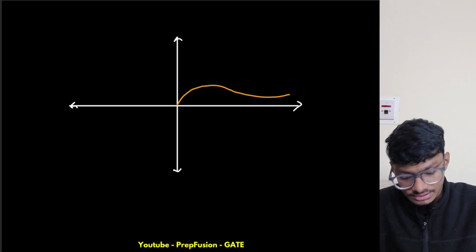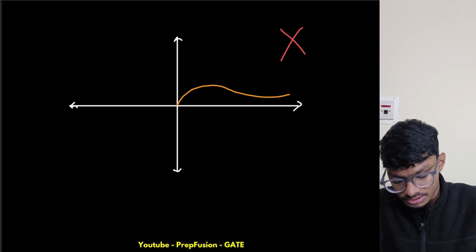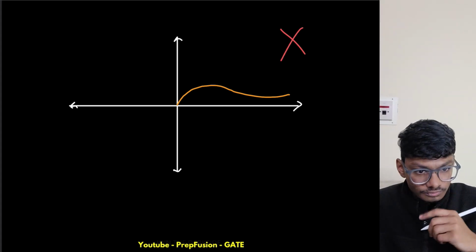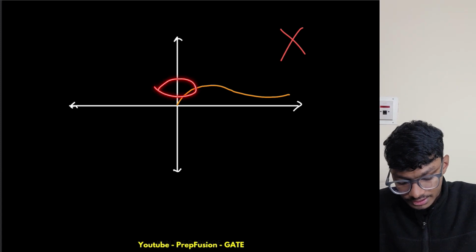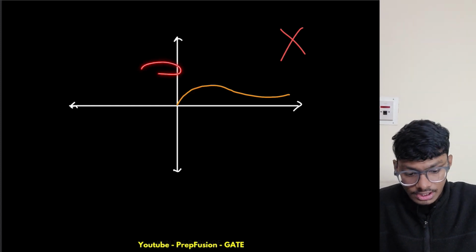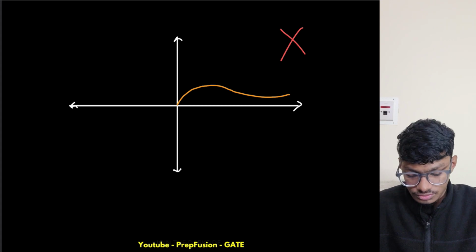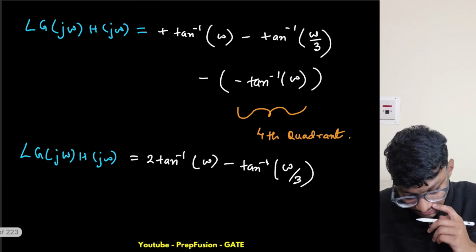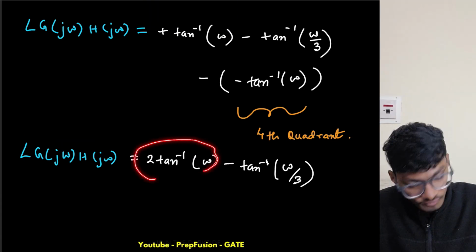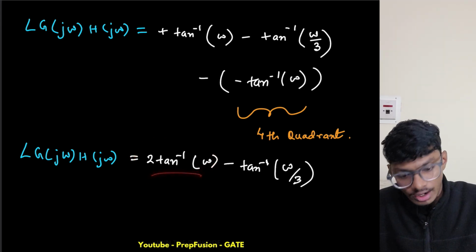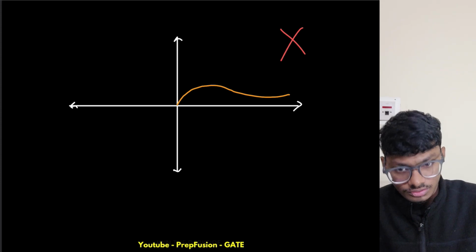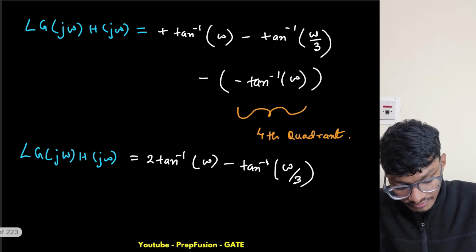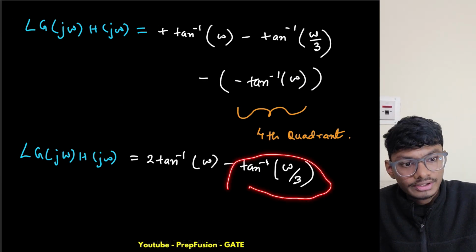But is it the correct case? No, this is not the correct case. Why? Because it will cut the 90 degrees at some non-zero magnitude. I have to check like this. Initially the effect due to this one will come, so obviously I will go in the positive direction. That is not an issue. But the effect due to this one will also come, so slowly it will reduce the angle also.